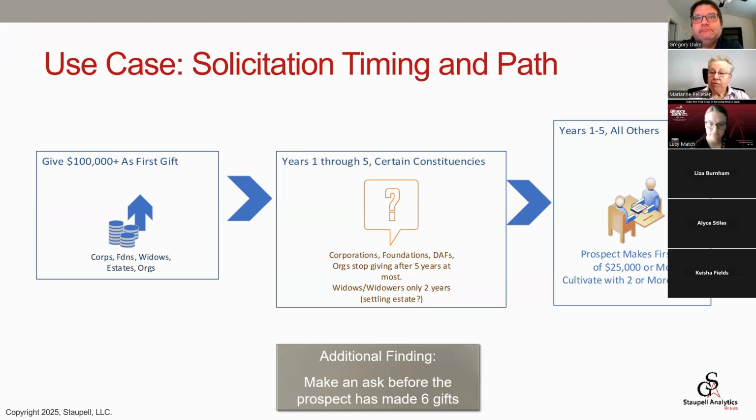Okay. But everybody else, in years 1 through 5, the prospect makes a first gift of $25,000 or more when you cultivate with 2 or more touches. And it didn't matter for this client whether it was phone, email, or in person. Isn't that cool? What if you're able to do that? You're able to describe the cultivation chain that gets here. Now you're taking some power away from your gift officers, right? You're taking some of the art part out of their pockets, right? And you're also empowering them. So it's up to your team to decide which they want to do.